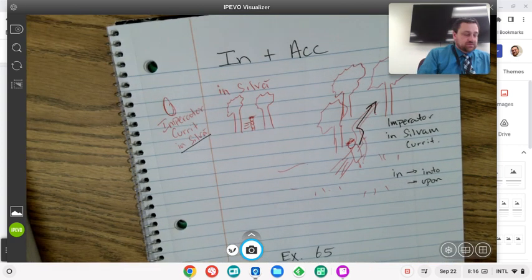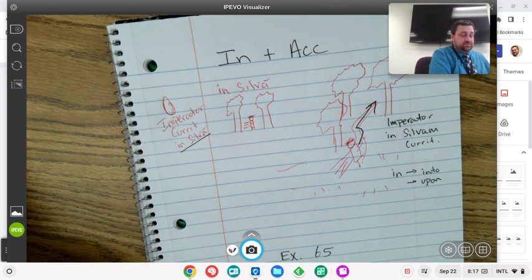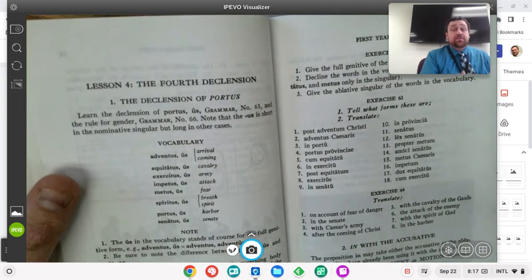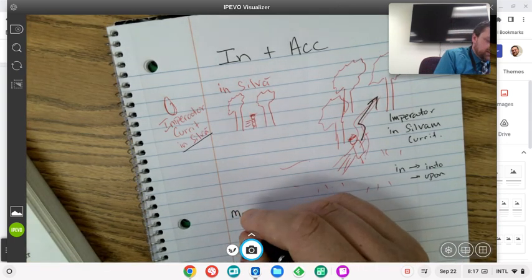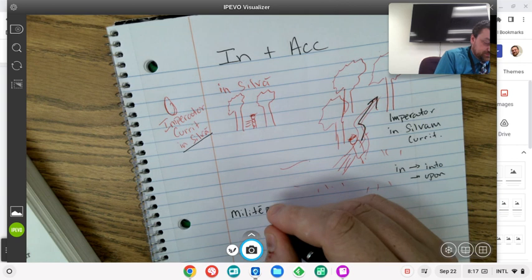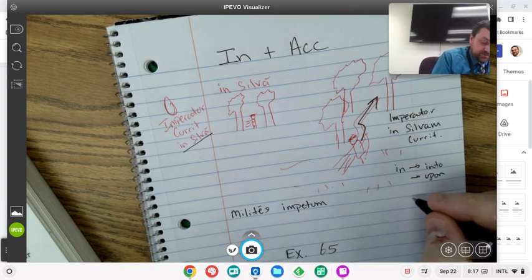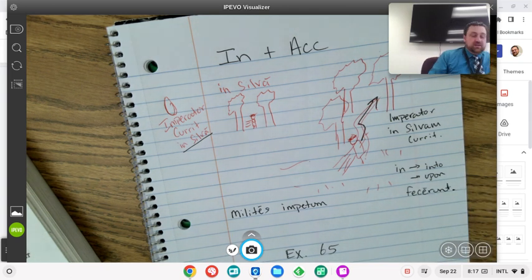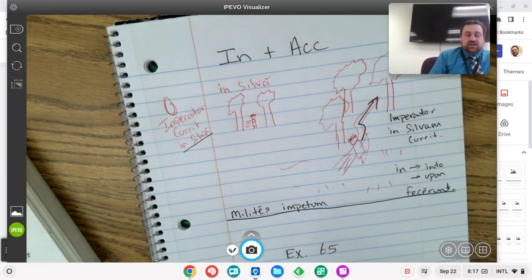Okay. So if somebody makes an attack, well, then attack needs to be, impetus needs to be in the accusative. And so that would be impetum, right? So let's just say the soldiers made an attack. So milites impetum fecerunt. Excuse my classical pronunciation there. Okay, so milites impetum fecerunt means the soldiers made an attack.